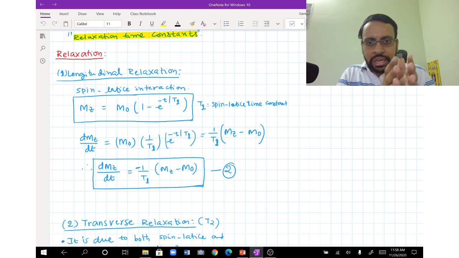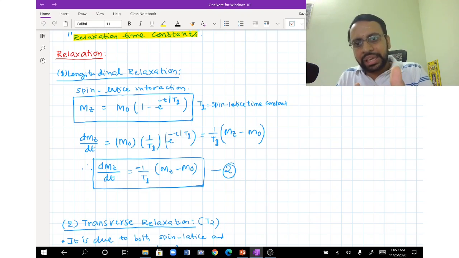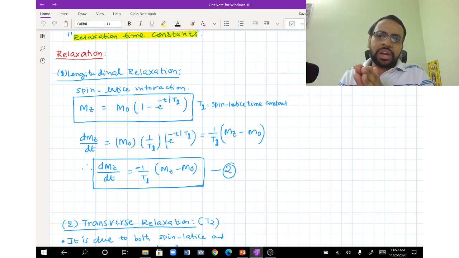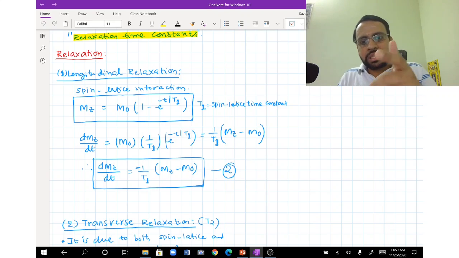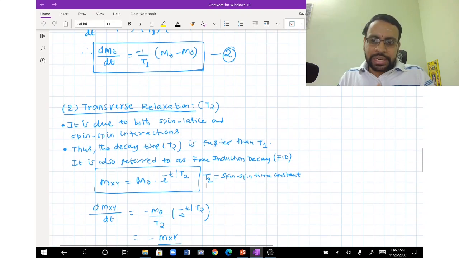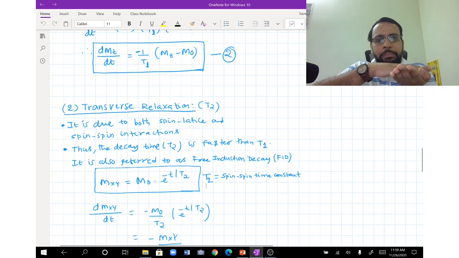These are the things that would have a call on how much time it is going to take to come back to its state. So this longitudinal relaxation is also referred to as spin-lattice interaction, and this T1 for this reason is also referred to as spin-lattice time constant. Okay, and now let's take a look at what is going to happen in the xy plane.